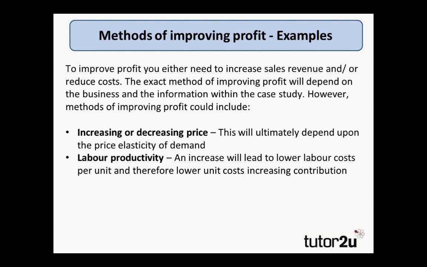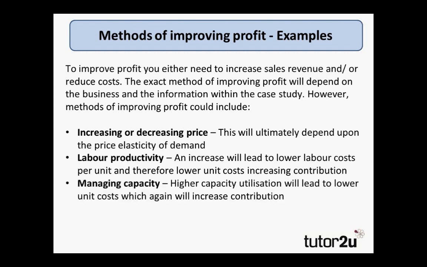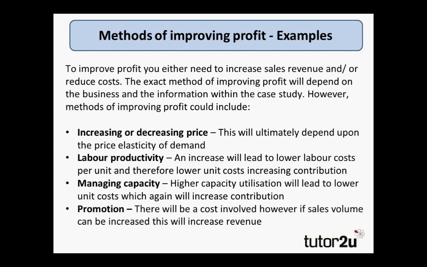So ultimately, to improve profit, you really either need to increase your sales revenue and or reduce your costs. Now, the exact method of improving profit will depend upon the business and the information within the case study. I'm just going to cover some common ones. There are lots of different ways a business can increase profit and profitability, but some methods include increasing or decreasing its price. Now, that will ultimately depend on the price elasticity of demand. I'm going to be holding a webinar in the next couple of weeks on that.